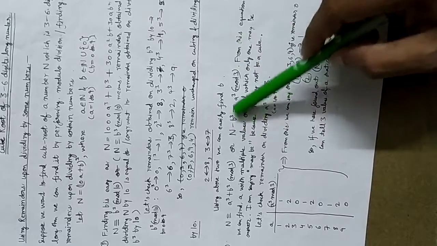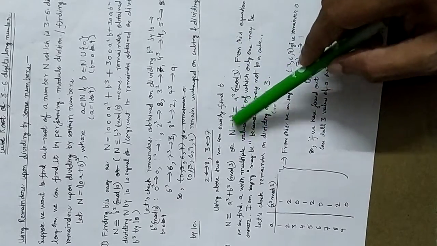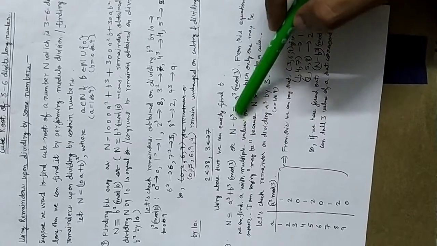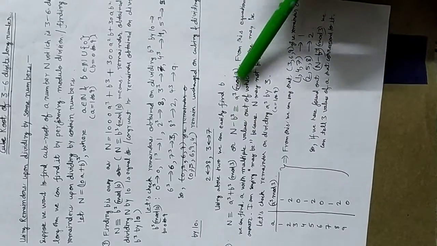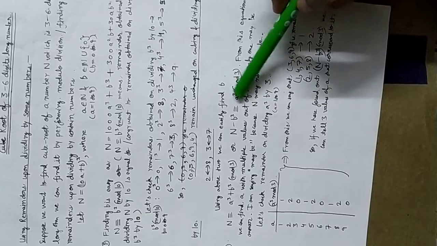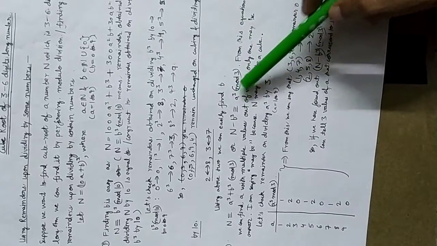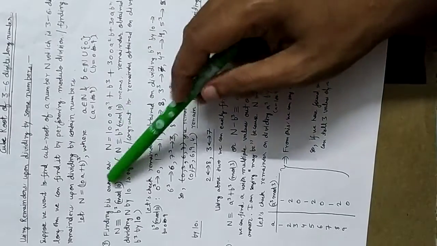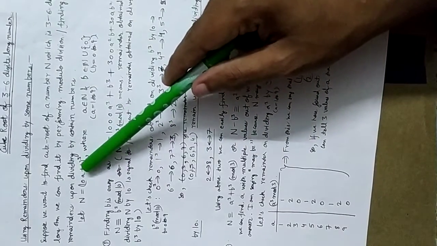So if we know the remainder of n minus b cube upon division by 3, we can easily find the 3 values of a, out of which only one will be used to find the answer here.